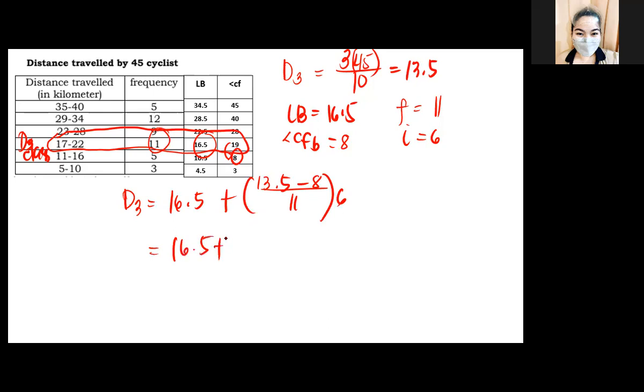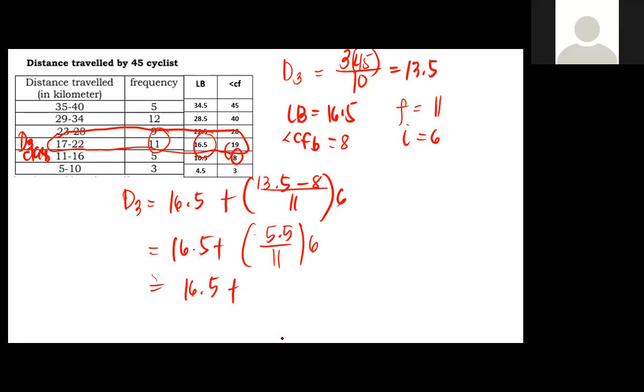So this is 16.5 plus the quantity of 5.5. Tama ba? Divide natin sa 11 times 6. Ano po magiging answer dito? 5.5 divided by 11 times 6 is 3. So our D sub 3 is equal to 19.5.